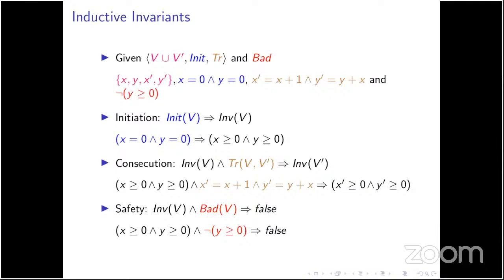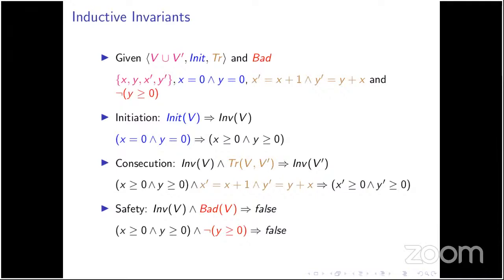Okay. So what are we trying to do here? We are checking that this thing that we said, that x is greater than or equal to 0 and y is greater than 0, is an inductive invariant. We are checking that it is actually so. To check that, you need to do two checks.